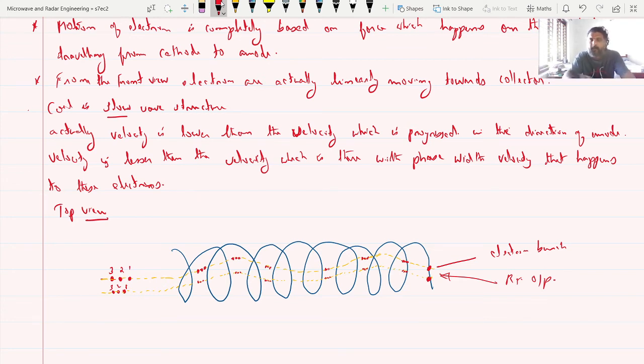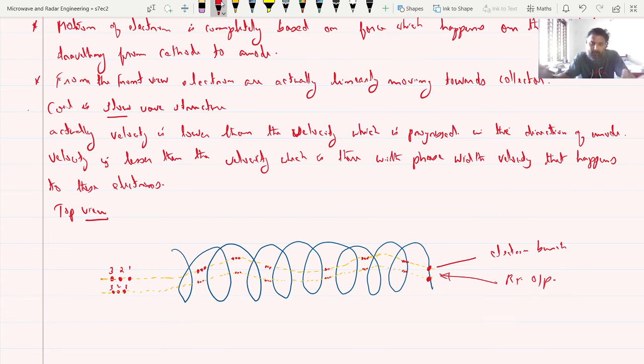So what happens means the path length is increasing. This is the increased path length. That is why it is making a slow wave structure, and the motion is completely based on the force which is happening on the electron, which I have already written. The motion of the electron is completely based on the force on the electron that has traveled from cathode to anode.